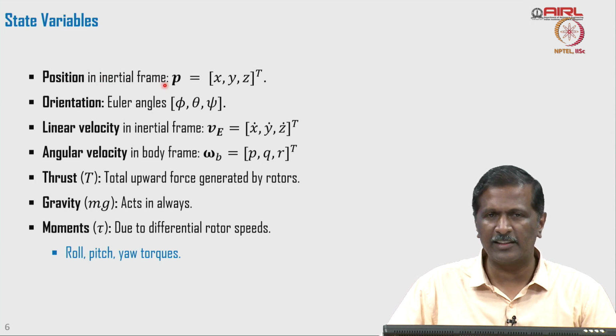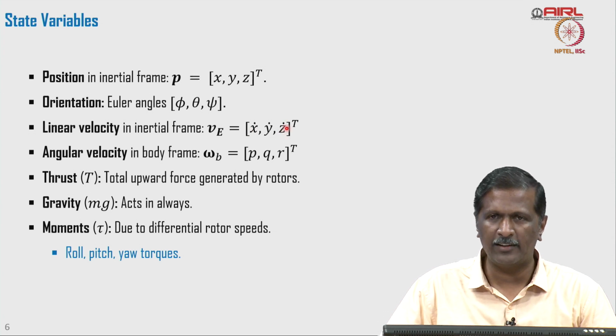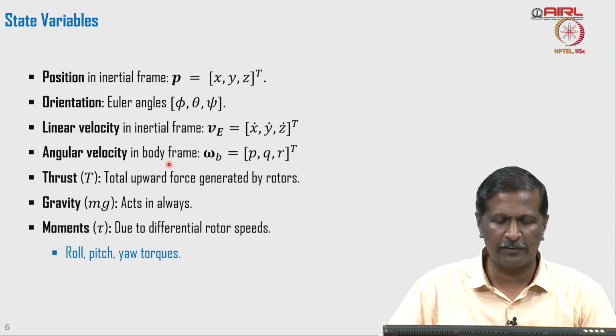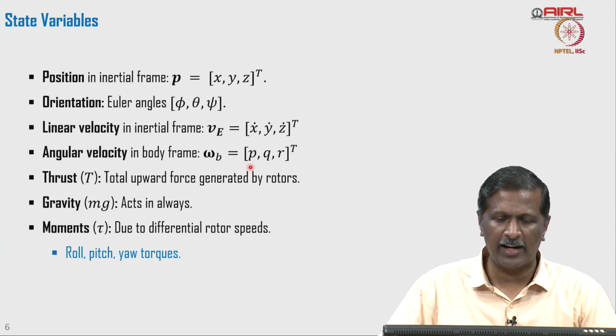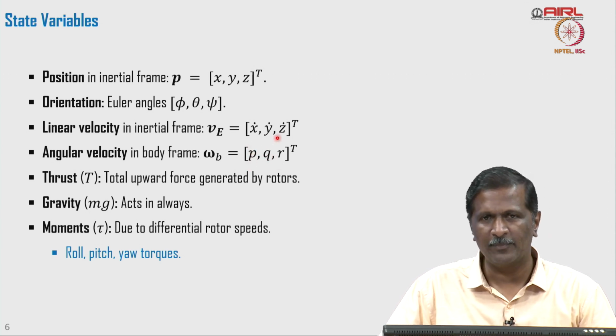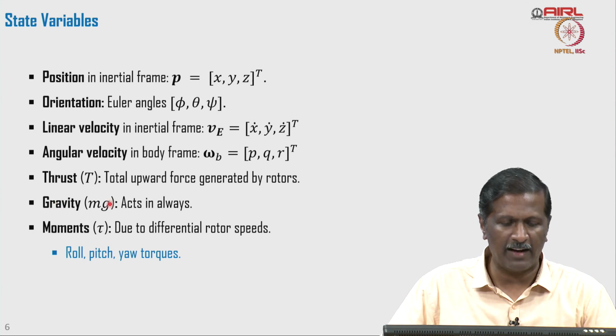For that we are going to use the following state variables: the position vector in inertial frame x, y, z, and orientation as Euler angles phi, theta, psi. We have linear velocity in inertial frame, that is x dot, y dot, z dot, which is also called u, v and w. Then we have angular velocity in body frame, how the orientation changes, right, which is p, q, r, roll rate, pitch rate and yaw rate. And then you have a total thrust which is acting upwards. That thrust is generated by the rotors, right, and you have gravity which is always acting downwards, and you have a moment which is due to different rotor speeds, right.